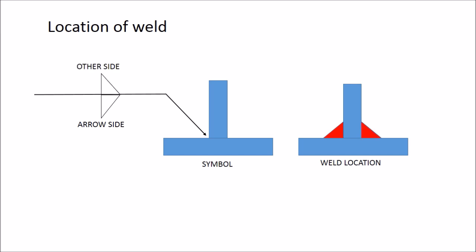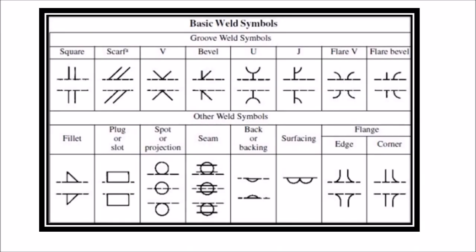When weld symbols are placed on both sides of the reference line, the welds must be made on both sides of the joint. Take a few minutes and familiarize yourself with the basic weld symbols. Take a few minutes and look over the flashcards, going over the things we have discussed.